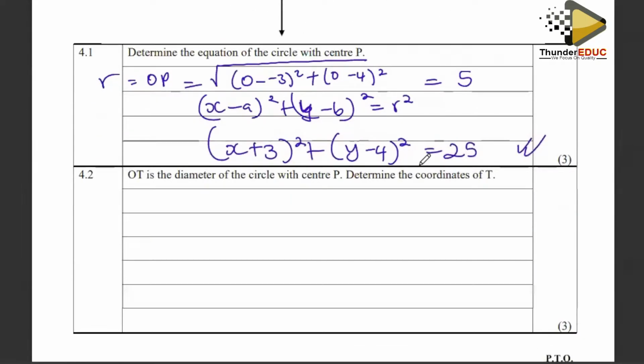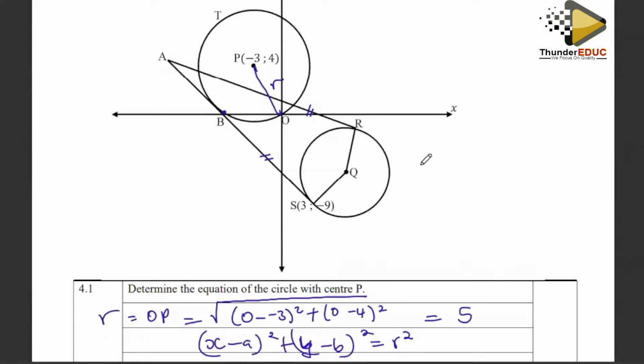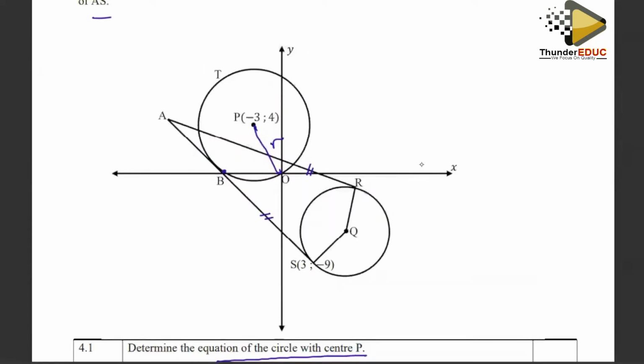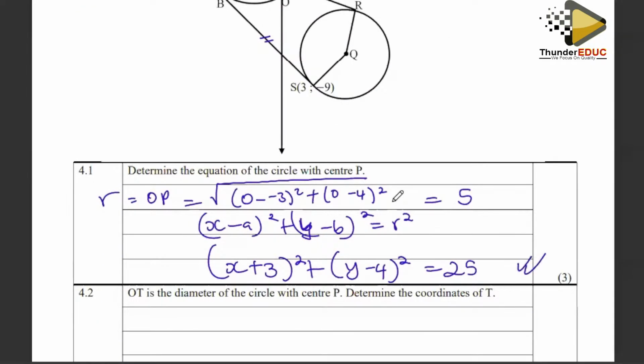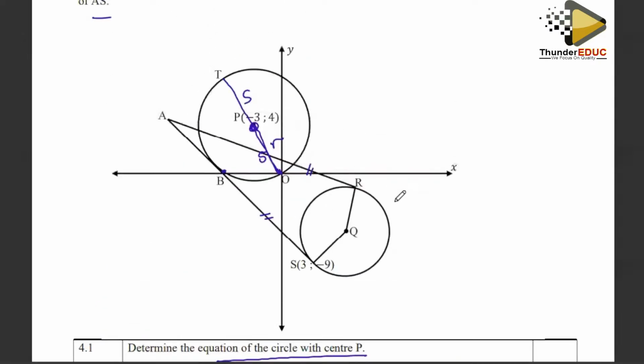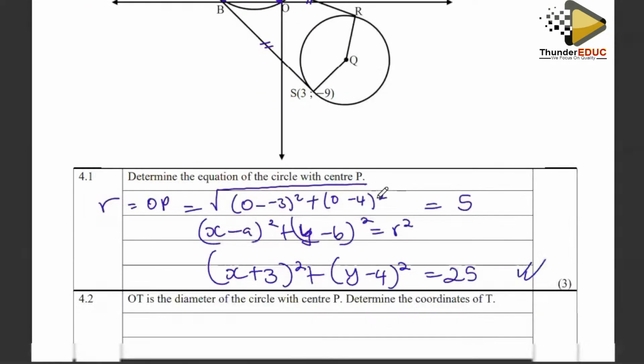Then OT is a diameter. Okay, so if we connect this to that, that is our diameter. Perfect. So that's a 5 and that's a 5. They want us to determine the coordinates of T. Okay, so what we know about this P being the center and this being the end, for as long as it is the diameter, this becomes the midpoint. And we're going to use the midpoint formula.